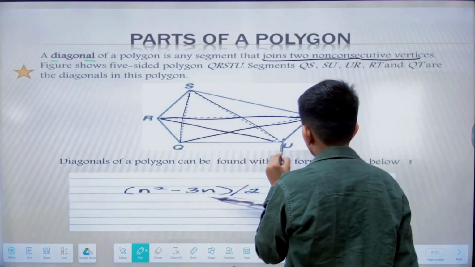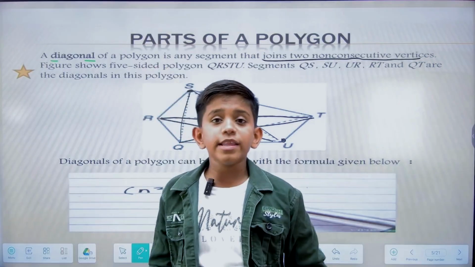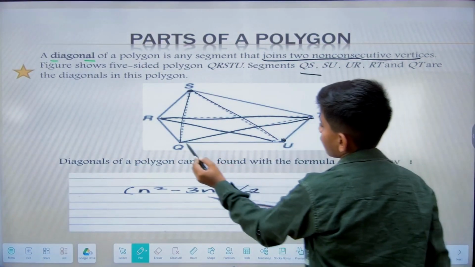Now S and U are two vertices, but they are not consecutive. So to join them, it is the work of the diagonal. Segment QS, first of all, QS.